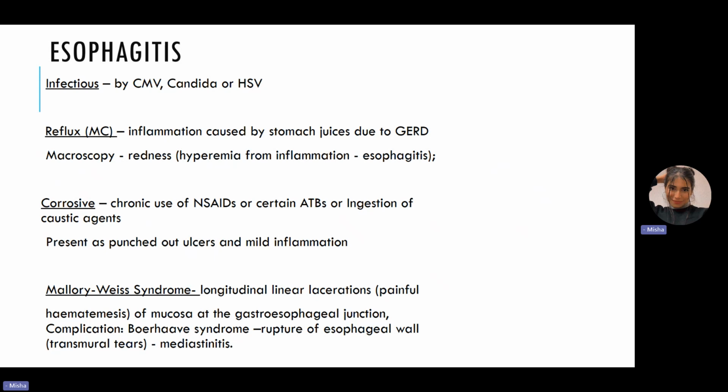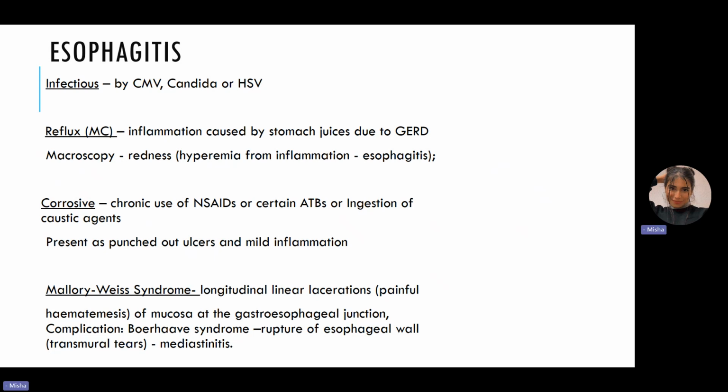Okay, so by infectious, what do we mean? It can be caused by CMV, Candida, HSV, but this is more associated with patients who are, for example, immunocompromised, right? And CMV, so what would you see? In the case the patient is infected with CMV, you would see linear ulcers. In the case that they're infected with HSV, you would see punched out ulcers. And in Candida, you probably know this, pseudomembranous, right? We will see plaques. Cool.